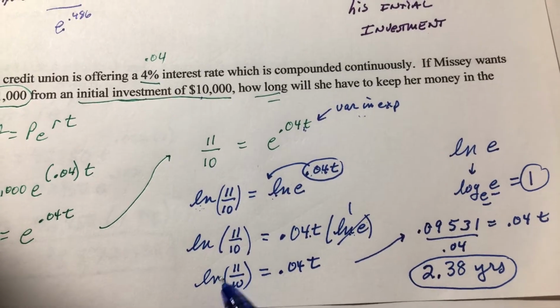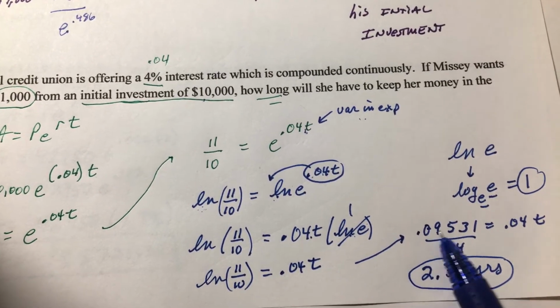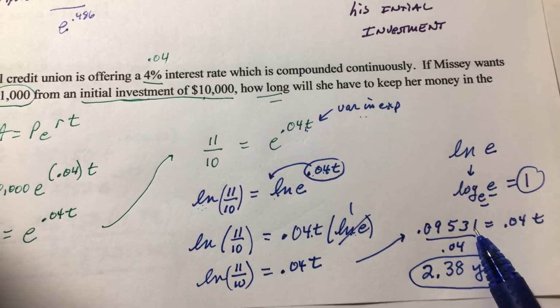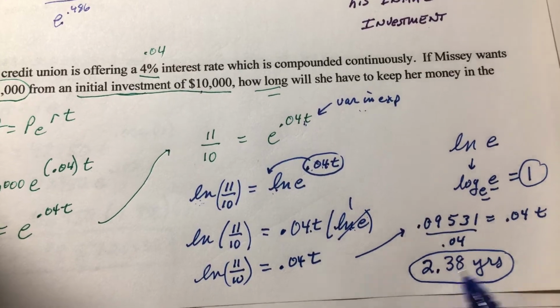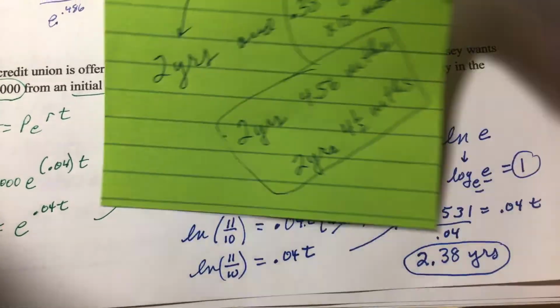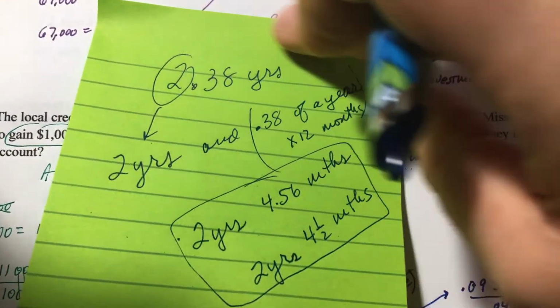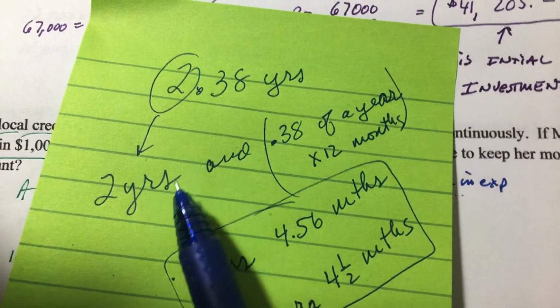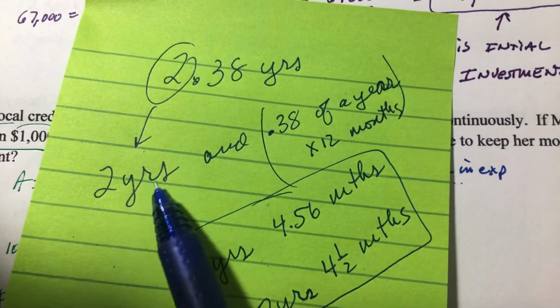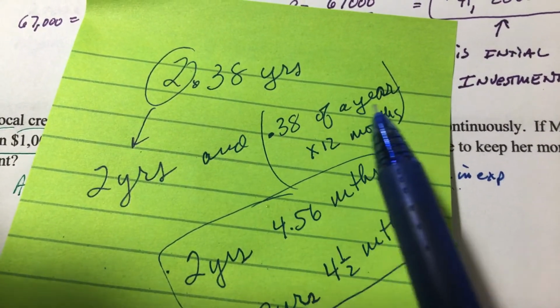I type in natural log of 11 over 10 in my calculator. I did have to round it a few decimal places. Then I divide by 0.04 and I get 2.38 years. Here's what you do with that 2.38 years, because we don't say 2.38 years. We say 2 years and whatever. So we have 2 full years and 0.38 of a year.